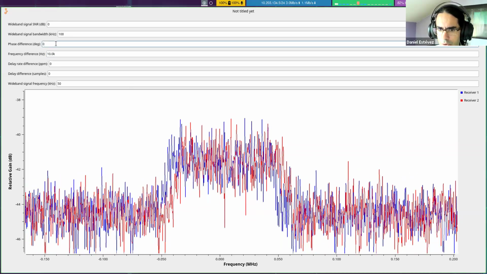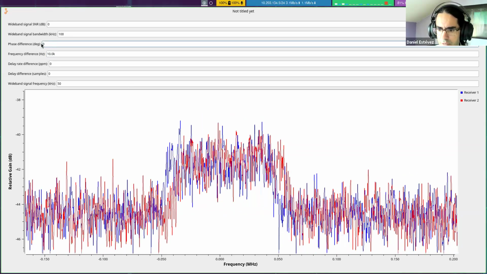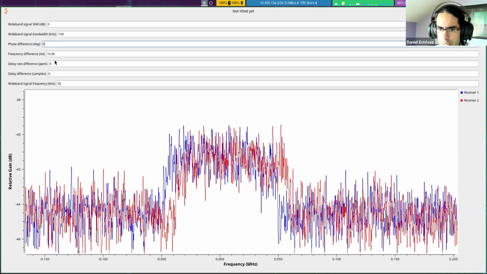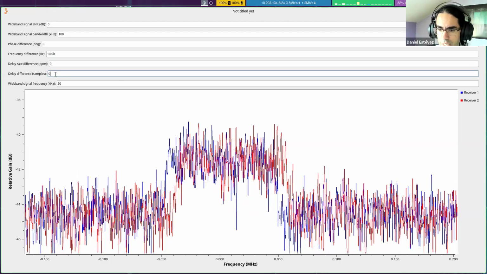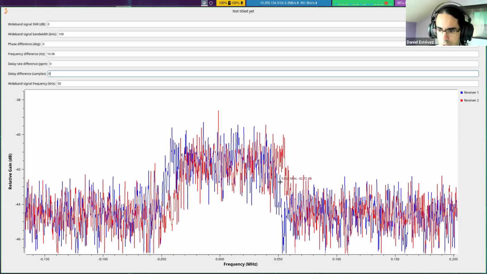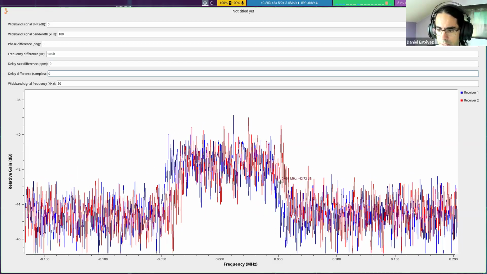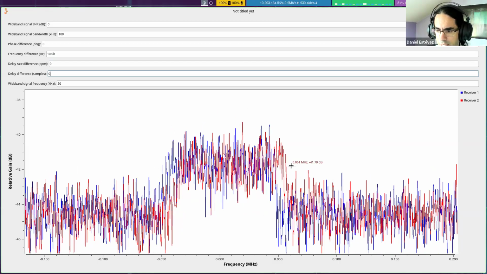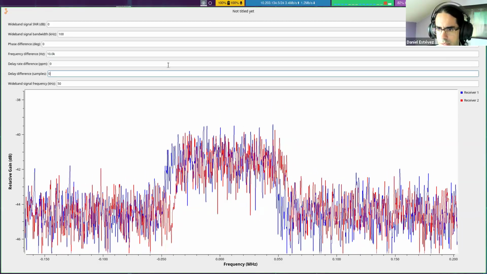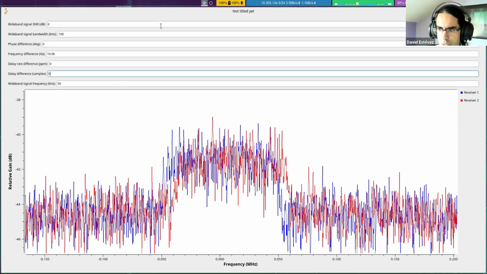Then the other things we cannot see, because the phase difference, we cannot see the phase on the spectrum. We are only measuring power. The delay, we cannot see the delay. This is just noise and it looks the same no matter now or 1 second later. So even if we delay the signal on receiver number 2, we will see basically the same thing. We will see noise.